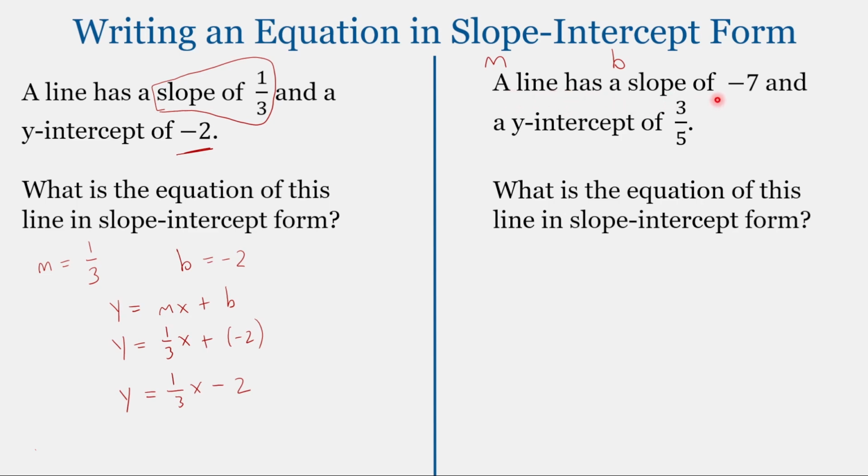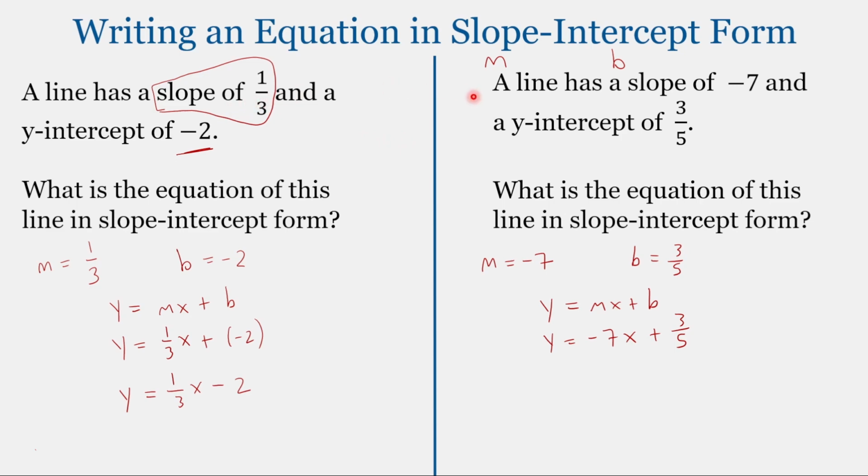Here we have a line that has a slope of negative 7 and a y-intercept of 3/5. And we're going to write the equation for this line in slope-intercept form. So what do we know? Well, we have a slope of negative 7. That means m is equal to negative 7. And we have a y-intercept of 3/5, giving us b equal to 3/5. And the slope-intercept form is y equal to mx plus b. So now we have y equal to negative 7x plus 3/5. And that is our equation in slope-intercept form.